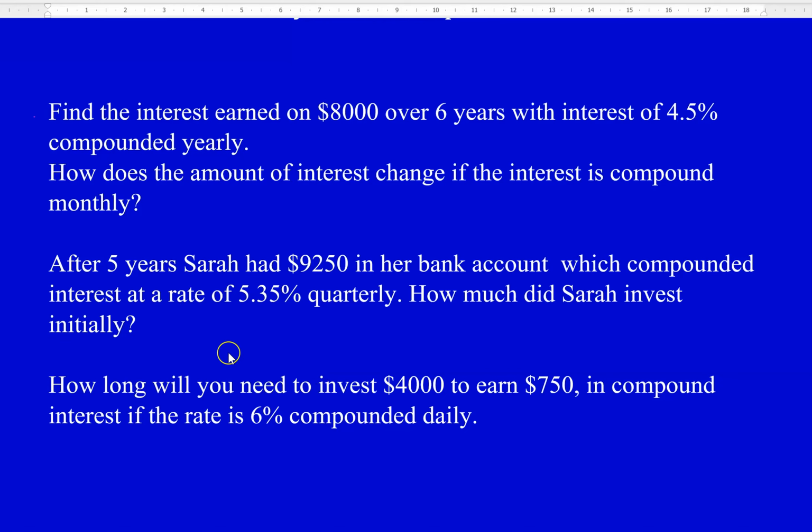Okay, so we're going to go through these questions, and this is all about compound interest. If you want to read those in detail, pause it now.